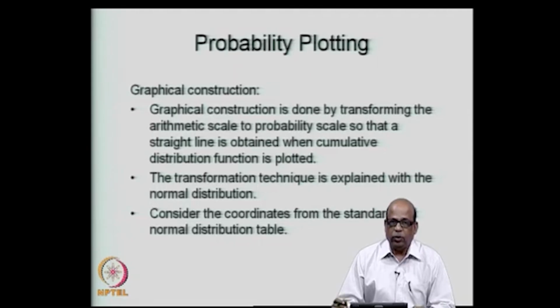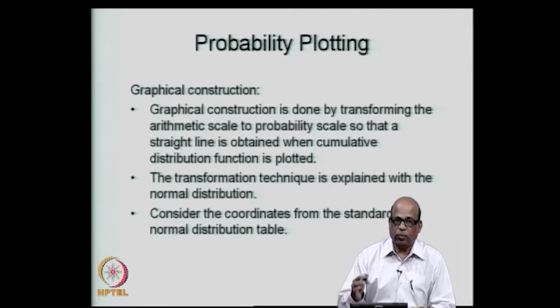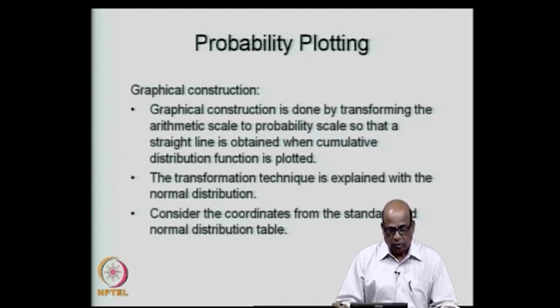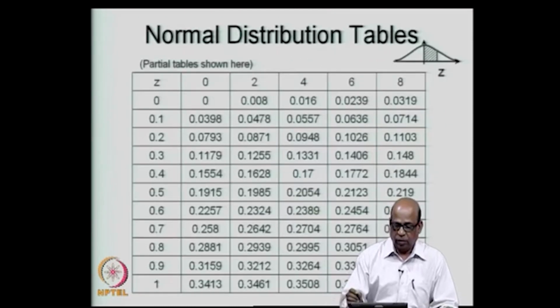For the normal distribution, we have the standard normal distribution table. We make use of that and then look at the F of z, capital F of z, for various values of z. First, we plot F of z versus z on an arithmetic paper and see how it plots. So, these are the F of z values.